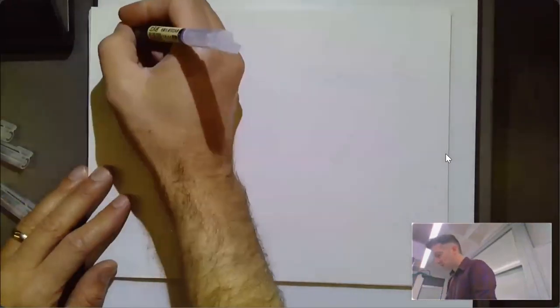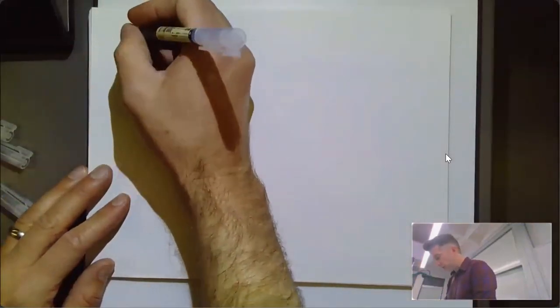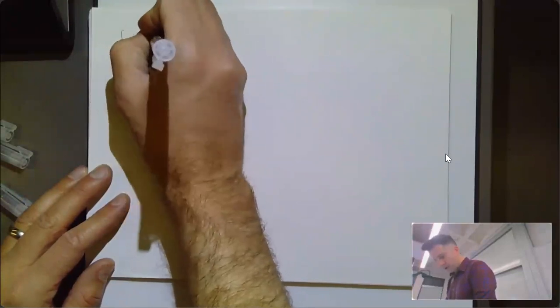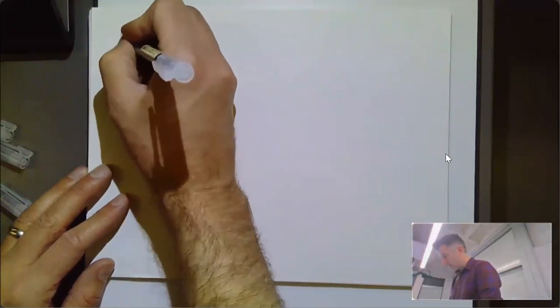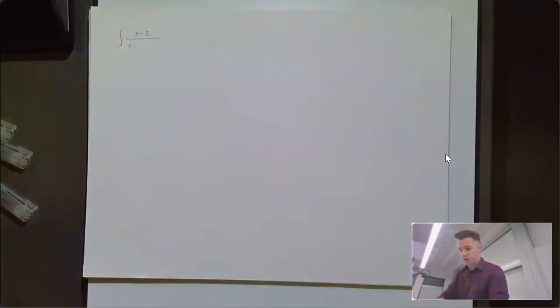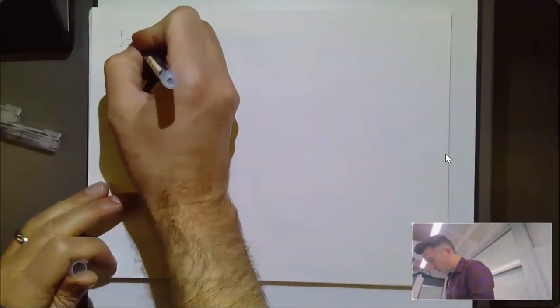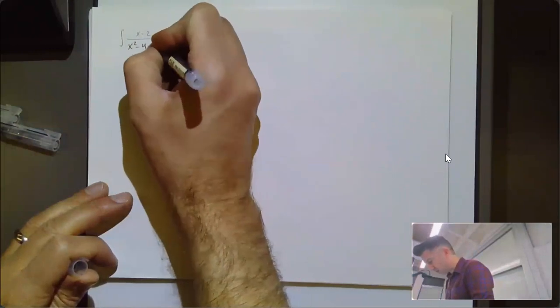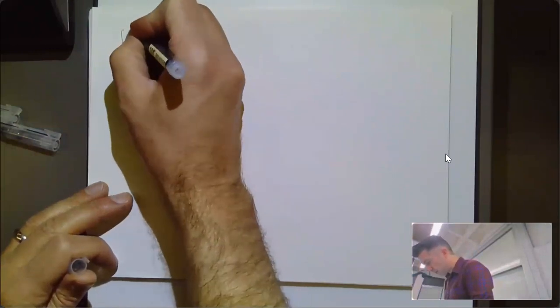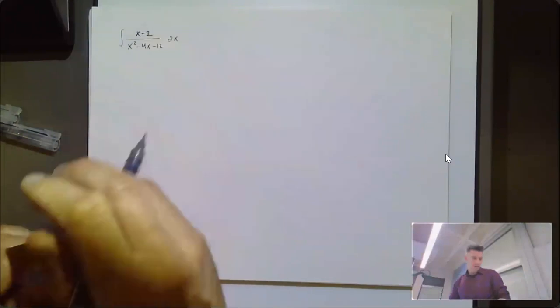So let's look at this integral. The integral of (x minus 2) over (x squared minus 4x minus 12) dx. Now, if we look at this one, we might immediately jump to the conclusion that we should do partial fractions.